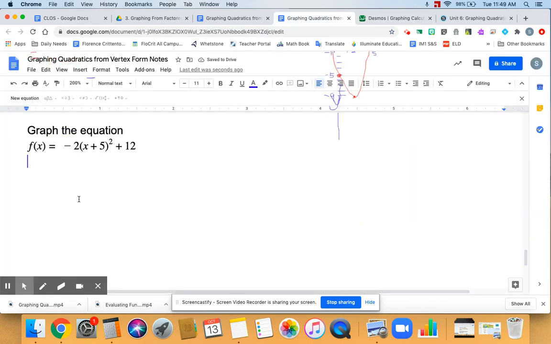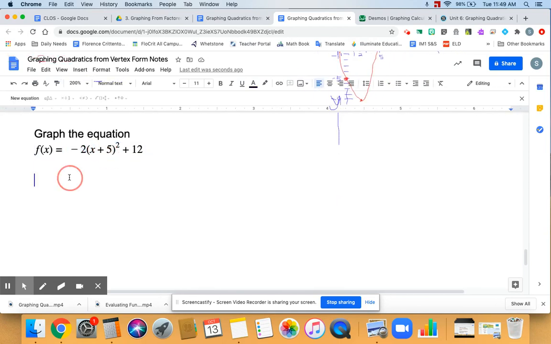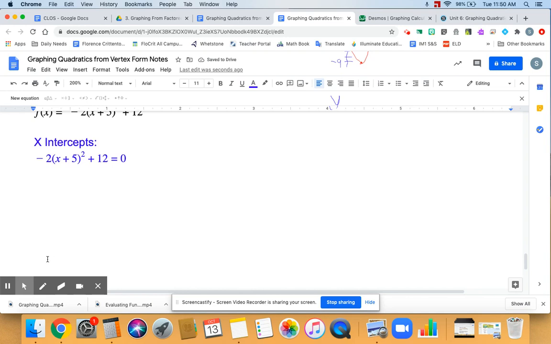Okay, so next we need to graph this equation. So it's almost like the other one, except I put an A, a number, in front of that parentheses. So I can show you how it changes the steps just a little bit. So we're going to start with the x-intercept. To find the x-intercept, you're going to take the equation and make it equal what? It equals 0. And then I need to solve for x.